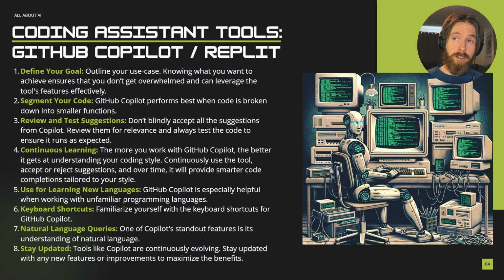Next up, let's have a look at coding assistant tools like GitHub Copilot and Replit AI. So I put down some points here we can go through before we take a look at the practical things. So you always want to define your goal, have a plan when you sit down to use the tools. That's kind of a given. You want to kind of segment your code. So GitHub Copilot performs best when the code is broken into smaller functions.